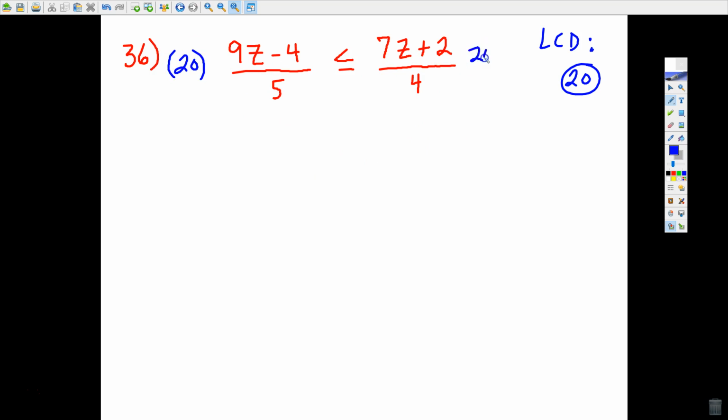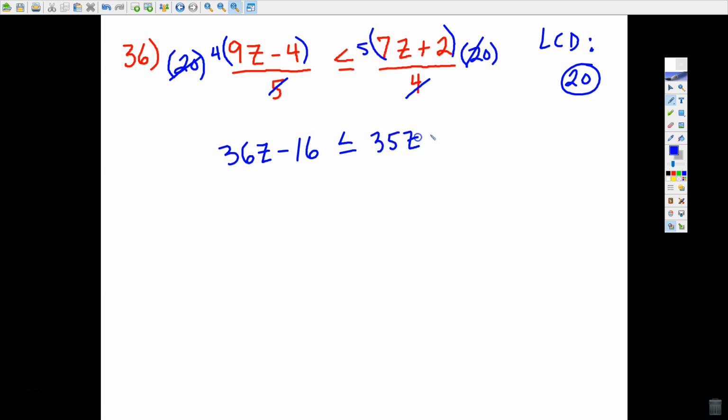I'm going to multiply by 20 on both sides of this inequality. So let's do it this way. 5 into 20 is 4. Now take 4, think of it this way, 5 into 20 creates 4, and now we're going to multiply 4 times this numerator using distributive. 36z minus 16. So we no longer have to deal with the fraction on the left side. 4 into 20 is 5. And now we're going to multiply 5 times the right side. 5 times 7z is 35z. And 5 times 2 is 10.